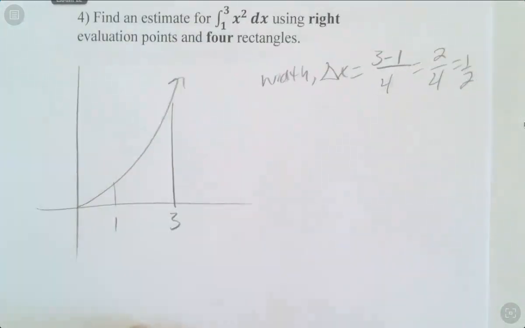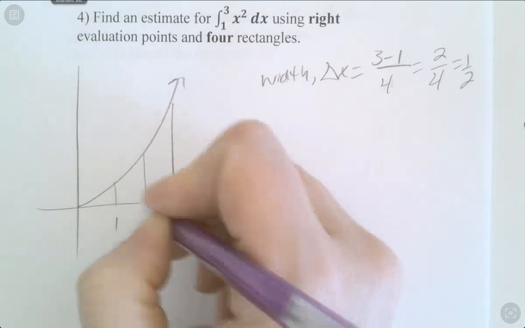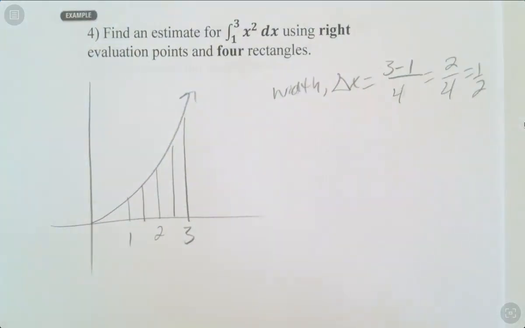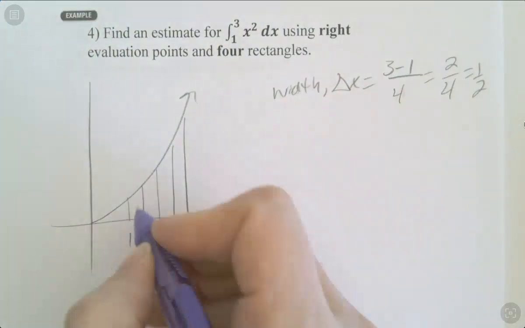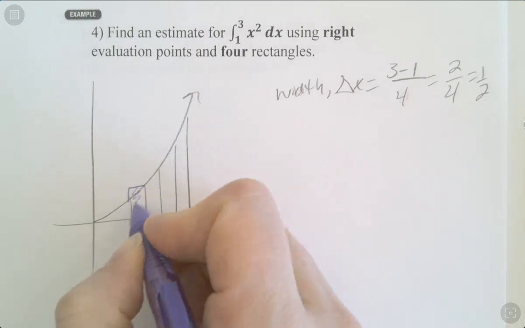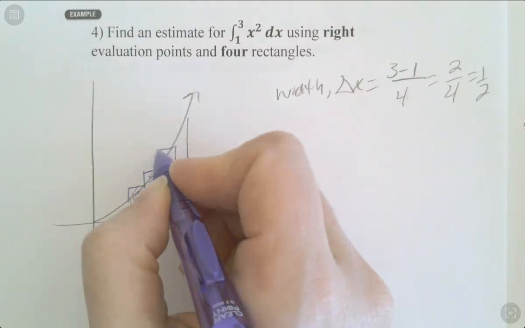All right? So now I know that I'm going to go to 2, so that's going to be 1.5, and that's going to be 2.5 there. And I'm doing right evaluation point. So for the first rectangle, I go to the right, and I go straight across to make my rectangle. There's the first rectangle. So this is going to be an overestimate of the actual area.